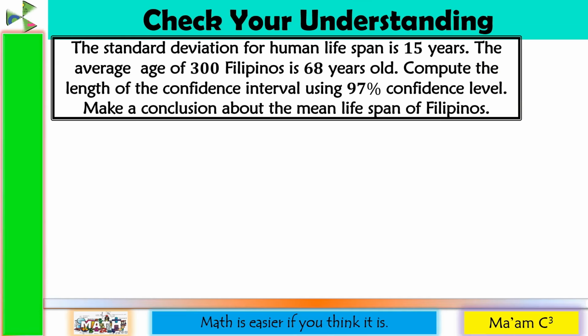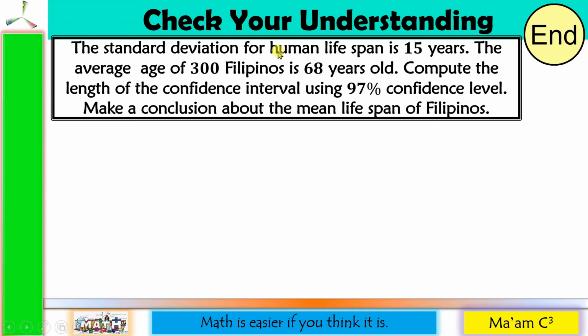Now, it is time to check your understanding. Pause this video for more time. Let us answer. The standard deviation for human lifespan is 15 years. The average age of 300 Filipinos is 68 years old. Compute the length of the confidence interval using 97% confidence level. Make a conclusion about the mean lifespan of Filipinos.